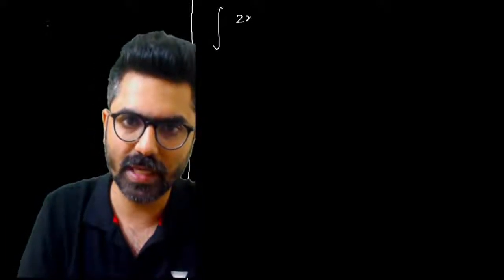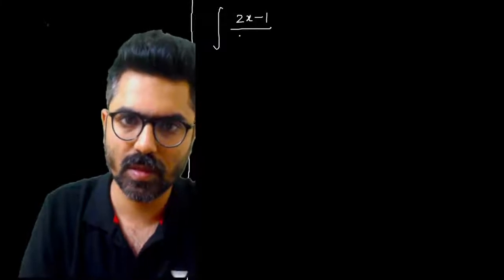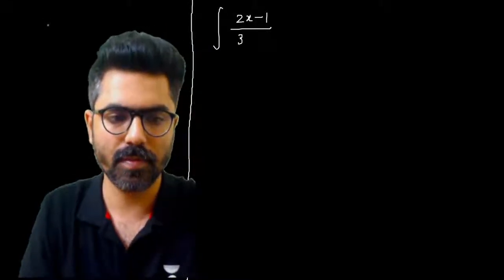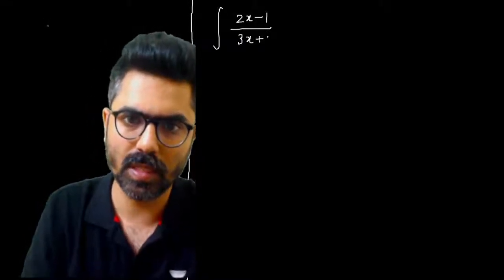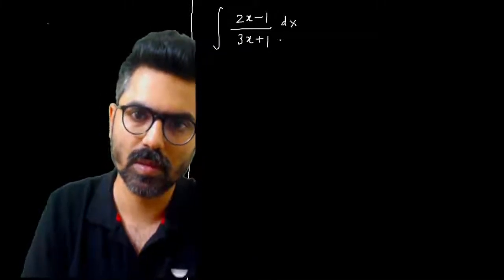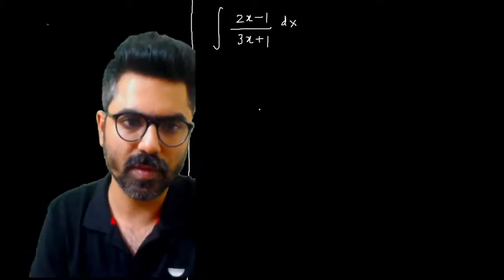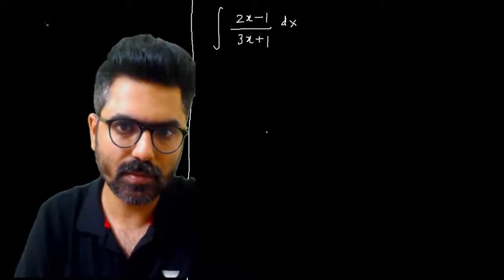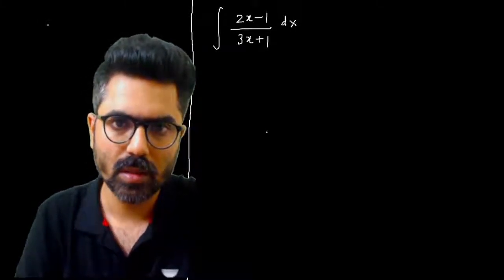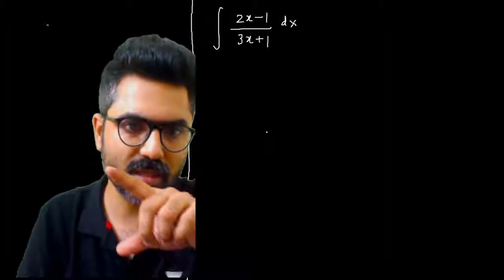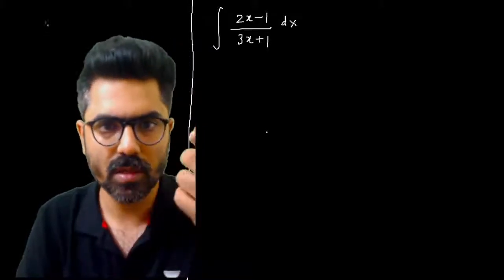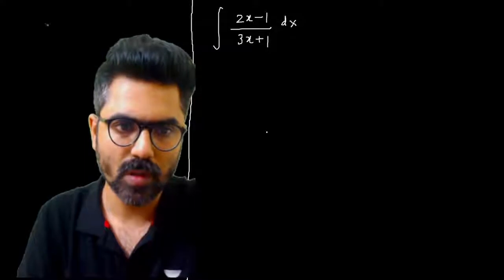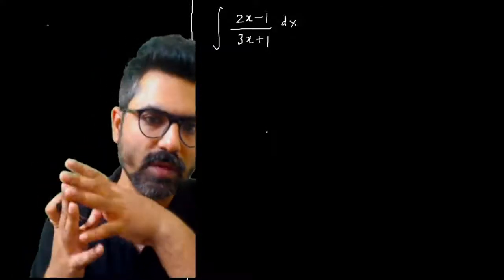For example, we are taking 2x minus 1 upon 3x plus 1, like this. Now this is a little different. We can see that in the denominator the coefficient of x is 3 and in the numerator the coefficient of x is 2. What is the strategy to solve these types of questions?